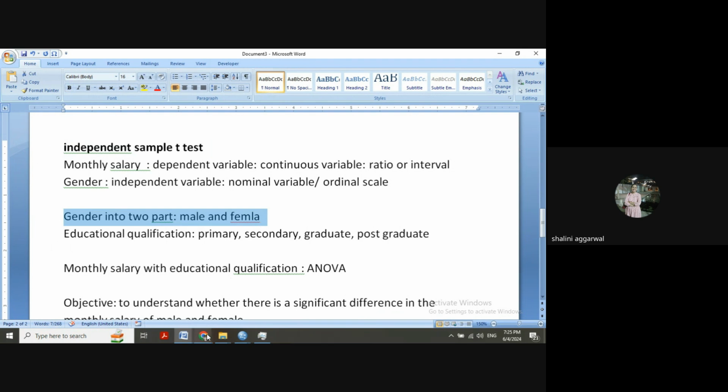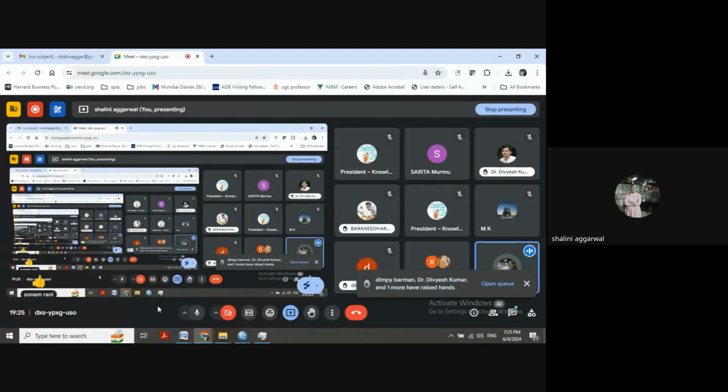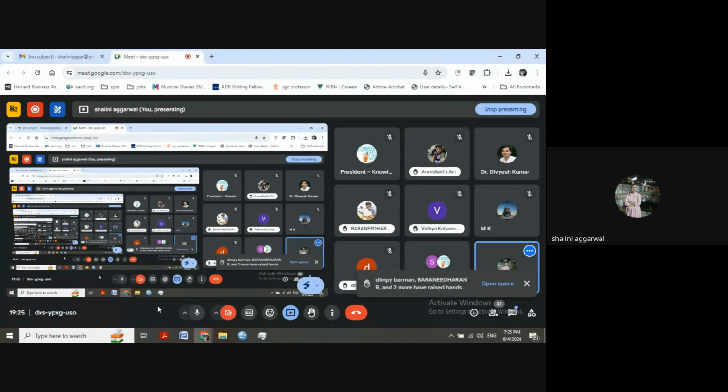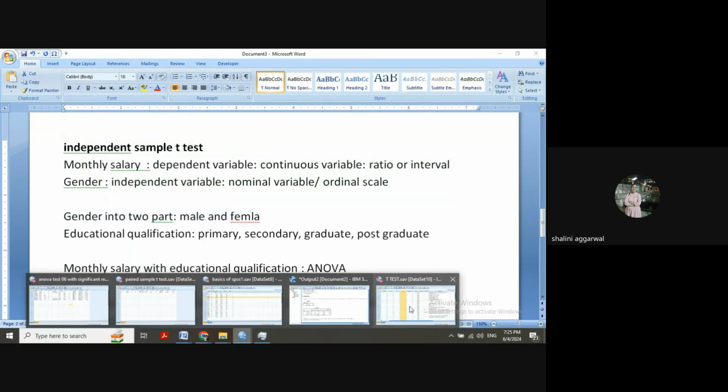I hope it is clear till here. Please raise your hands if it is clear. Any question, any doubt till here? किसी को कुछ पूछना है इसमें? Any question? Okay. So let me proceed ahead. This means I can understand. So everybody has understood the difference between the independent sample t-test and ANOVA, right? So this is okay.